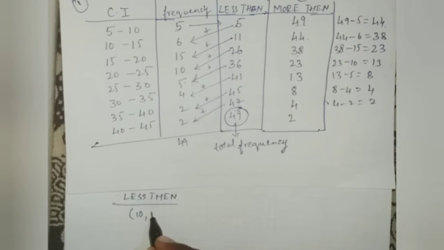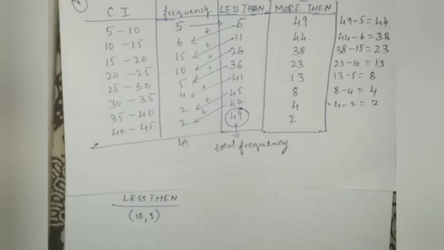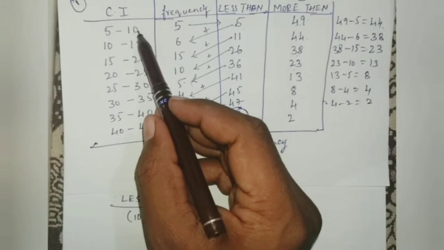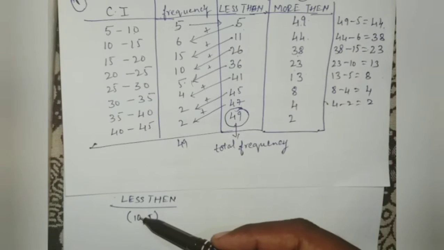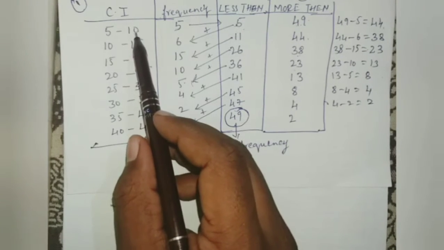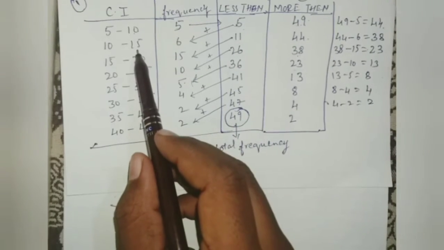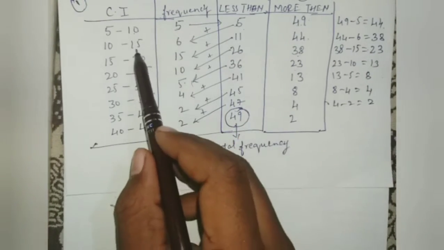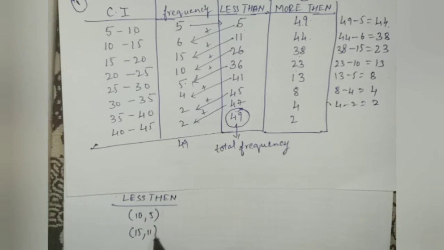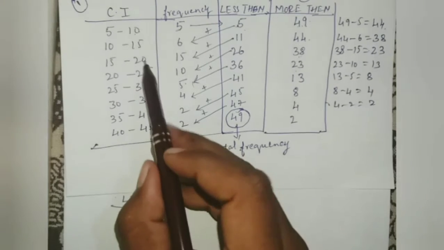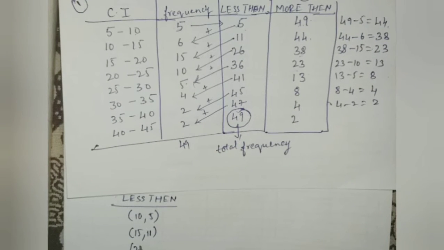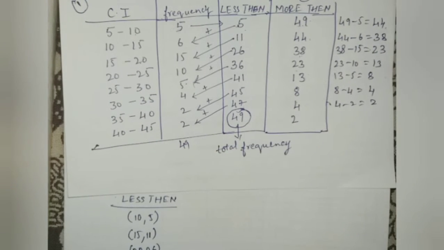10 comma 5. In the x-axis, what is the value? This is the x value and this is the y value. So I got the point 10 comma 5. Next point is 15 comma 11. What is the next point? 20 comma 26.